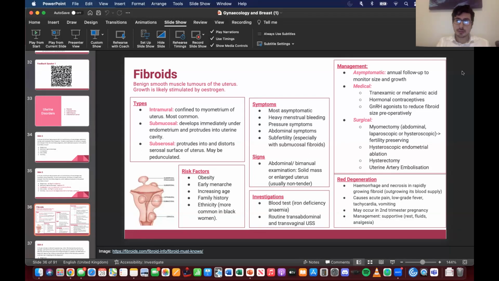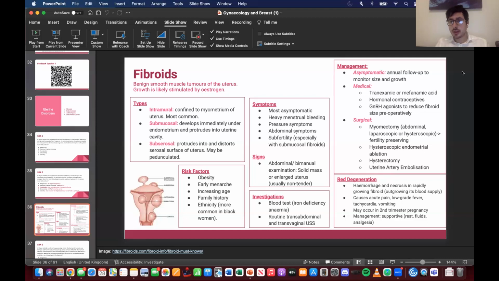How do we manage it? Because most patients tend to be asymptomatic, the most common management is just an annual follow-up to monitor the size and growth of the fibroid. But if there are symptoms, medical management's indicated. So if a patient has a fibroid and heavy menstrual bleeding and the uterine cavity is not distorted, it would be a good opportunity to use a Mirena IUS, because that can help with the symptoms of heavy bleeding very effectively, and it can also act as contraception.